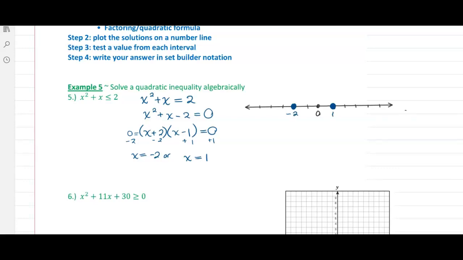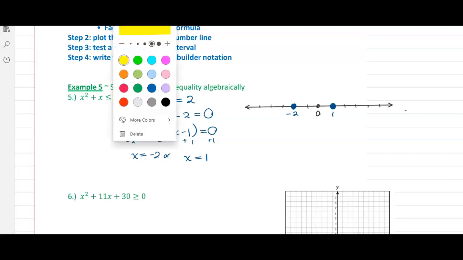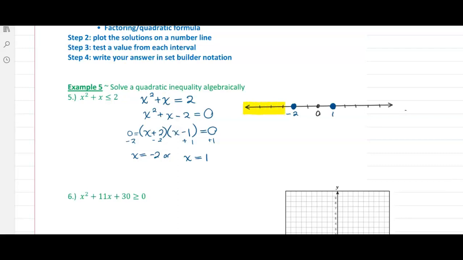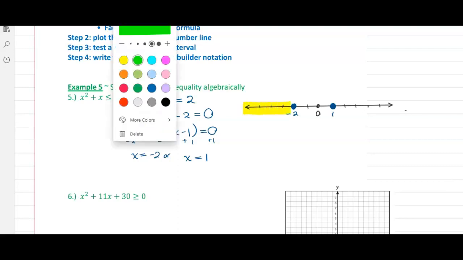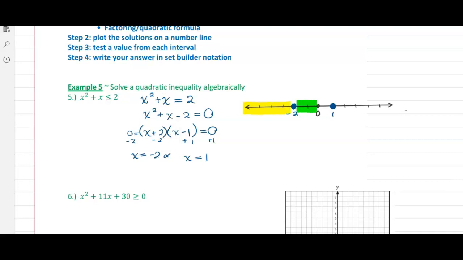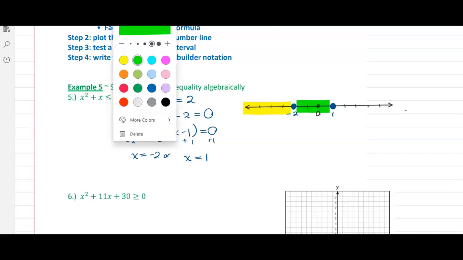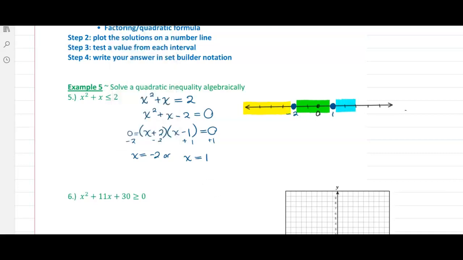Next, I'm going to pick some points on each interval. You can almost imagine that I just took this number line and I broke it into 3 sections. I broke it into this yellow region, then I broke it again and I had this green region, and finally this blue region. So I need to pick a point on each of those 3 regions and decide if it's a piece that I want to keep or to get rid of.